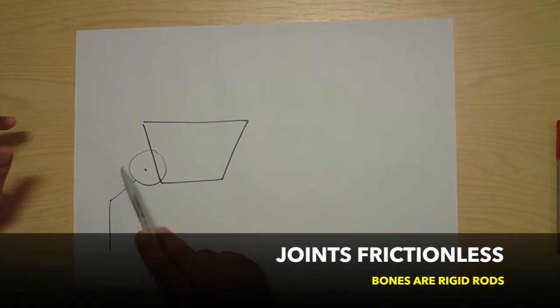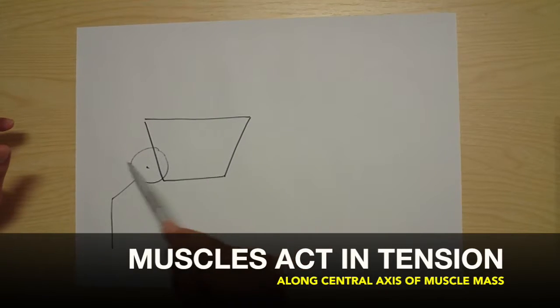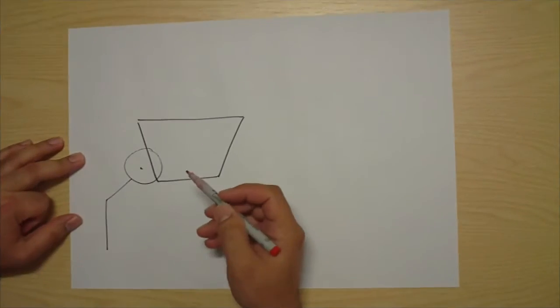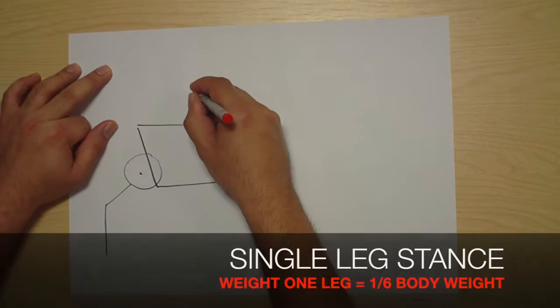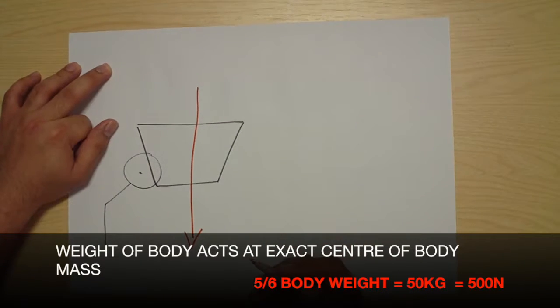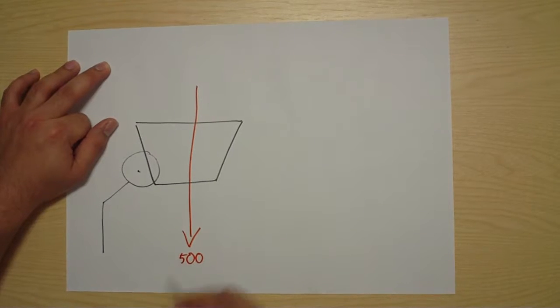The joints are frictionless hinges, the bones are rigid rods, and the muscles are acting along their central axis in tension. It's a single leg stance, and the leg is assumed to be 1/6 of the body weight. So the force going through the body is 5/6. So in somebody weighing 60 kilos, that comes to 50 kilos or 500 newtons.